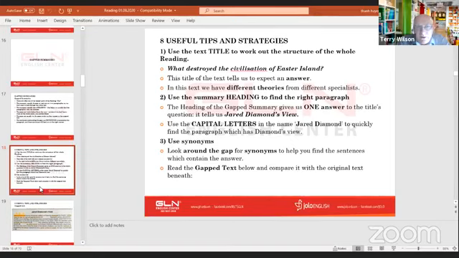Number 2, use the summary heading to find the right paragraph. So the heading of the gap summaries gives us one answer to the title's question. It tells us Jared Diamond's view. And use the capital letters in the name Jared Diamond to quickly find the paragraph which has Diamond's views. And 3, use synonyms. So look around the gap for synonyms to help you find the sentences which contain the answer, and read the gap text below and compare it with the original text underneath.